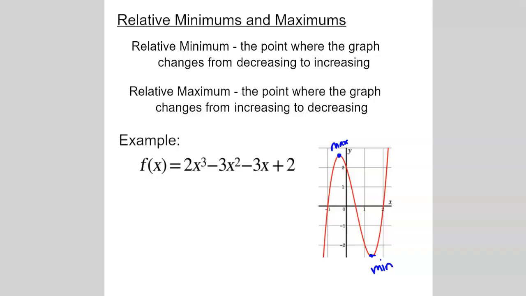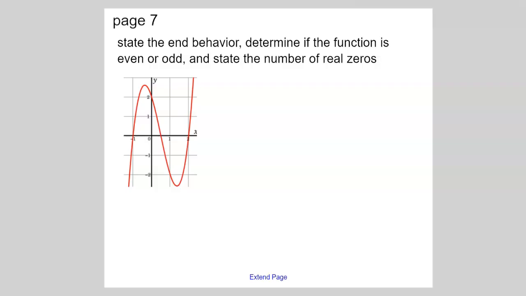So here's what you're being asked to do at this point. Some of this information is going to come into play as we keep going in the unit, and some of this information you need literally today. So on page 7, these are the instructions. State the end behavior, determine if the function is even or odd, state the number of real zeros. So I'm just using the same graph I was using over the course of my slides. So this is not on page 7. I'm just going to use the same instructions.